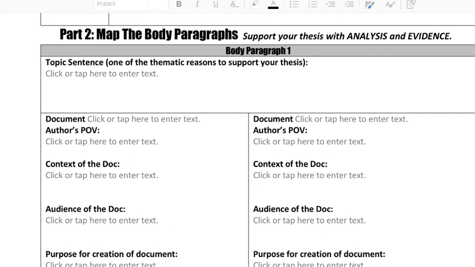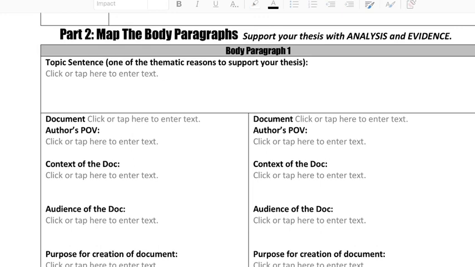From looking at the sample DBQ and at the rubric, you'll know that you'll only have to do this for 3 of the documents. So my suggestion would be to do 1 in each body paragraph if you can. Always pick the documents you understand the best. And here it's using that CAP method where you're going to be giving the context of the document, the author's point of view, the audience of the document, and then the purpose for creating the document.